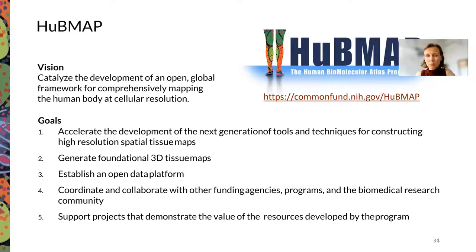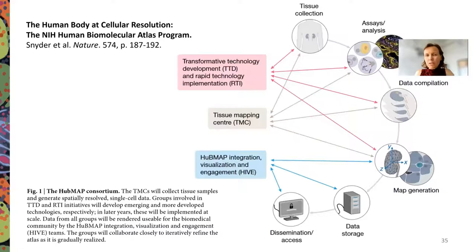As you see here, there are different tissue mapping centers, but also TMCs and RTIs, which generate data. The data is then collected. There are many different assay types that need to get compiled and harmonized. Then data is compiled into a human reference atlas and ultimately is served to the world so that anyone can get access, except for the sensitive data where you would need a login. My team is part of the HIVE, the Integration, Visualization, and Engagement team, and I'm leading one of the two mapping centers.